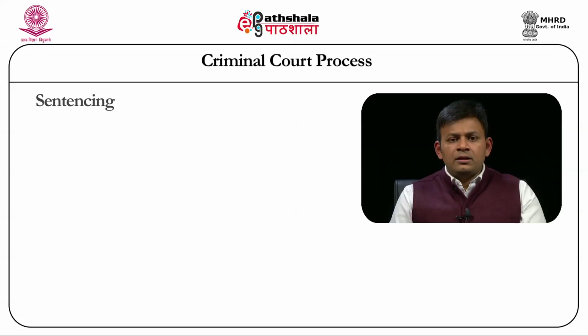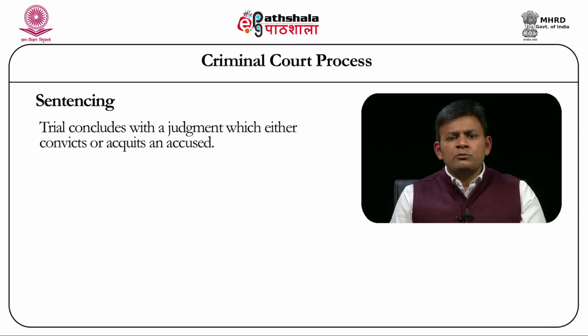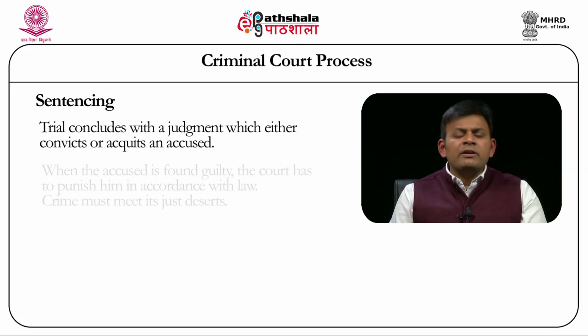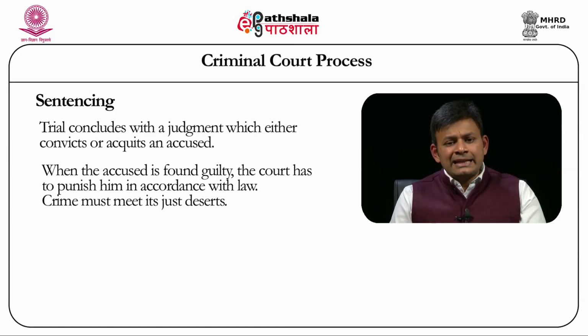Therefore, any trial process will start with the magistrate taking cognizance of the case, then charges have to be framed, then we have the prosecution case, the prosecution evidence followed by defense evidence, arguments, and finally the judgment in the case. A trial will conclude with a judgment which will either convict the accused person or will acquit him. When the accused person is found guilty and convicted, he has to be punished in accordance with law.